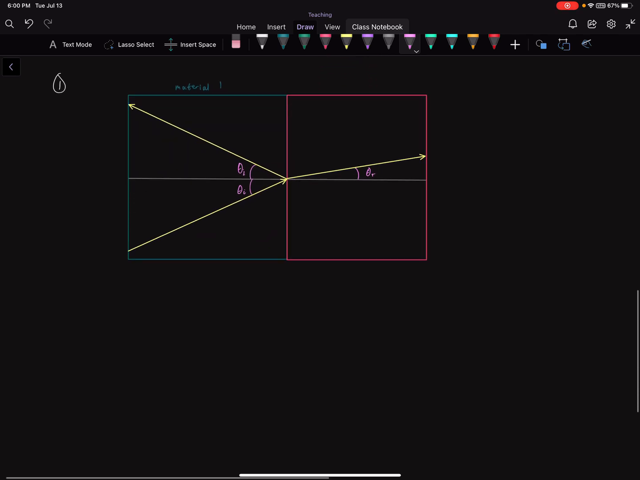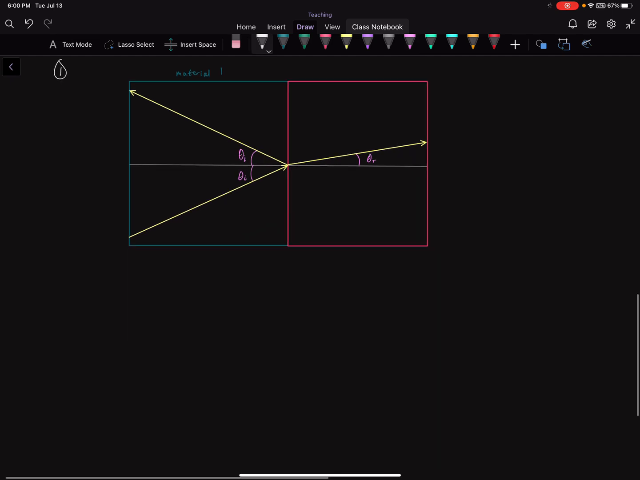Statement 2 is something that we kind of mentioned within statement 1, that the angle of the reflected light is equal to the angle of the incident light. So theta I for incident equals theta R, theta reflected.